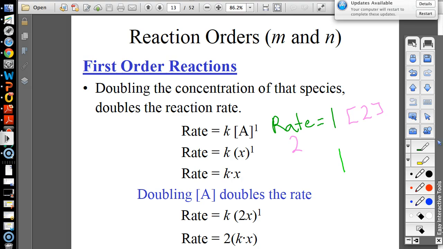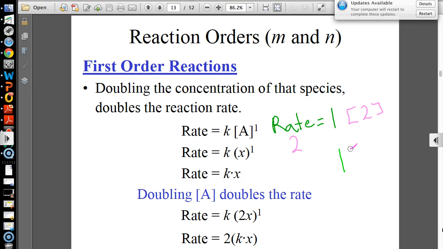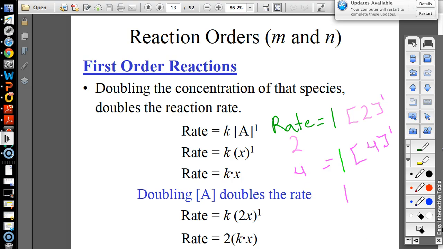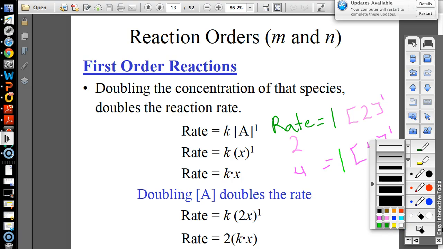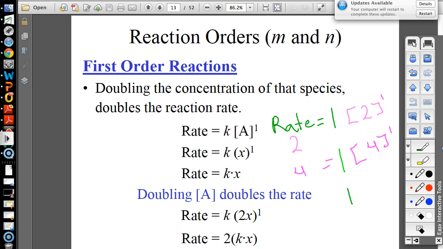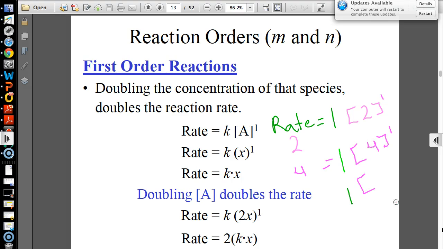If my concentration's double, then my rate's going to be 4. My K value is not changing. If I double my concentration again and go to 8, then my rate's going to be 8.